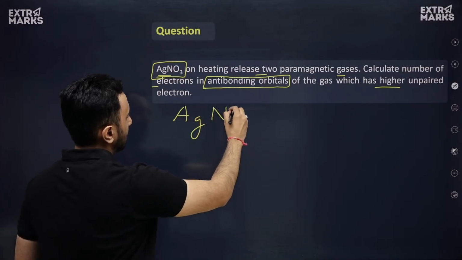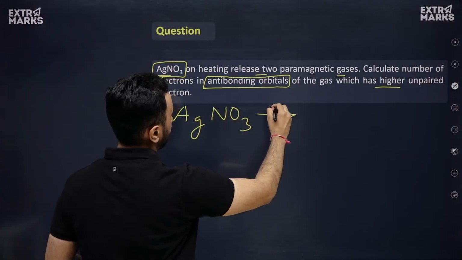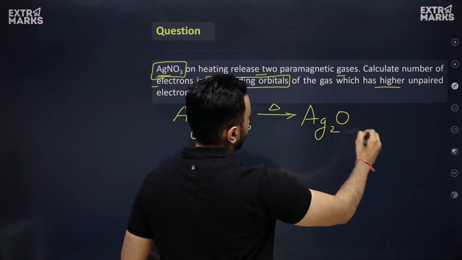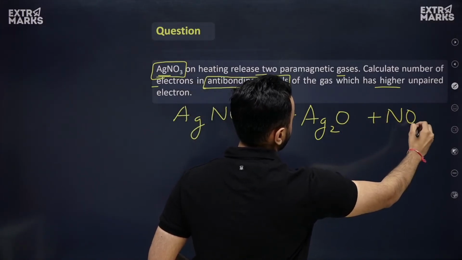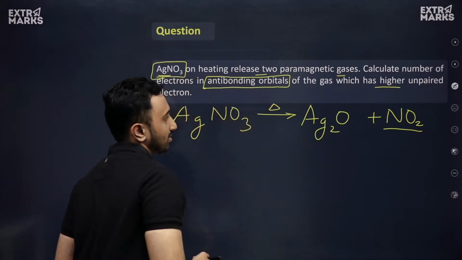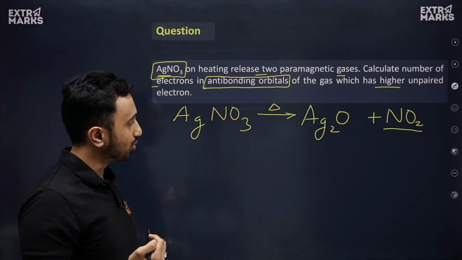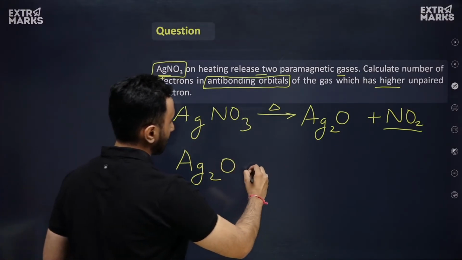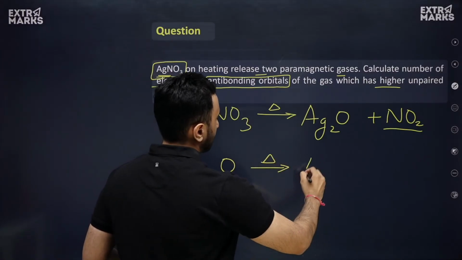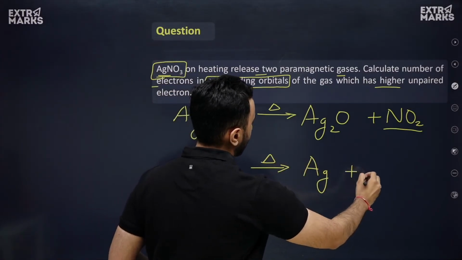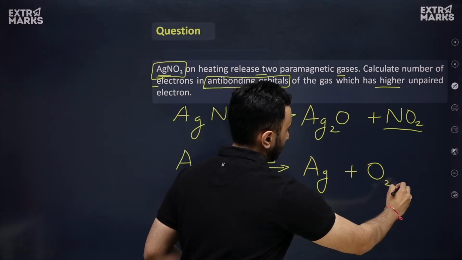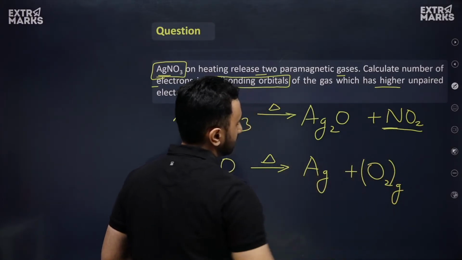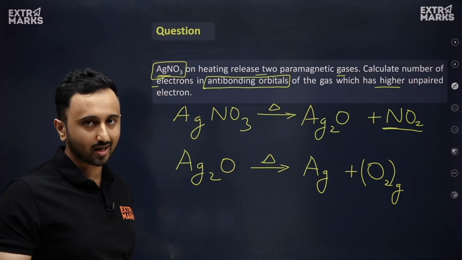AgNO3 on heating, if you heat this silver nitrate, first you will get this Ag2O and NO2 gas. This is the first type of gas that we will get while doing this reaction. Now, Ag2O can further decompose on heating. It will form pure silver and oxygen gas. So here we have the second type of gas, which is O2. NO2 and O2 are the two paramagnetic gases.